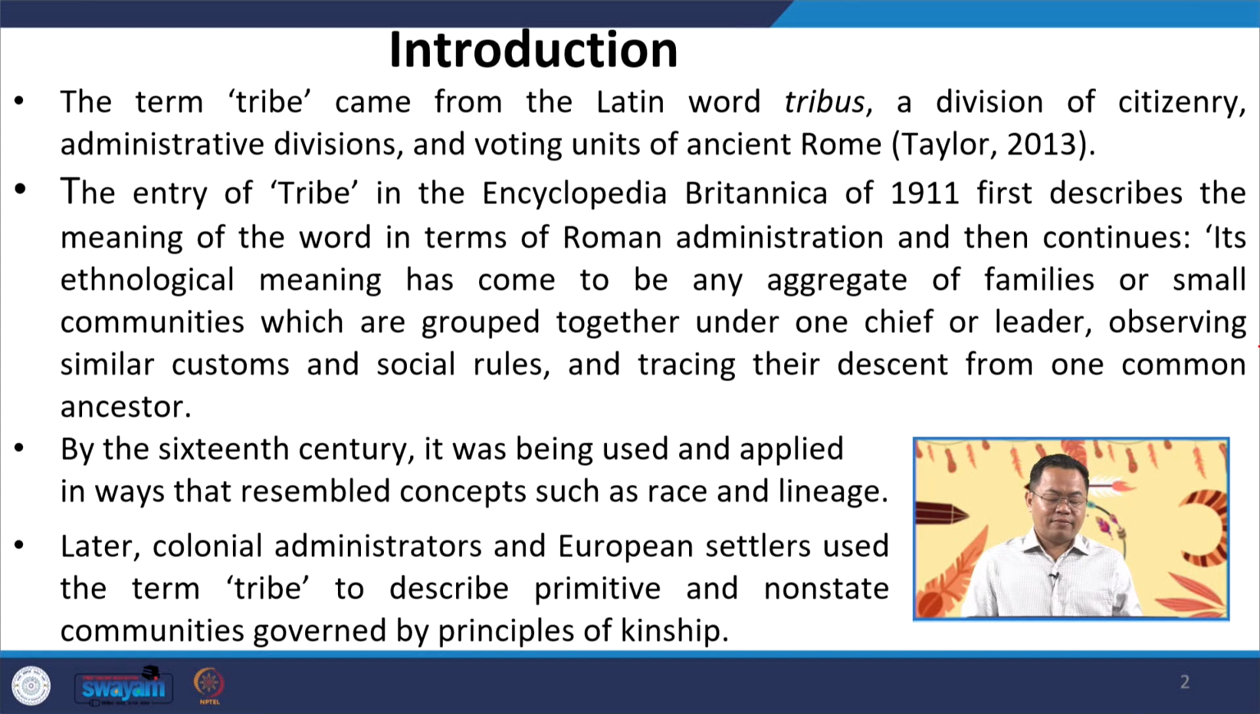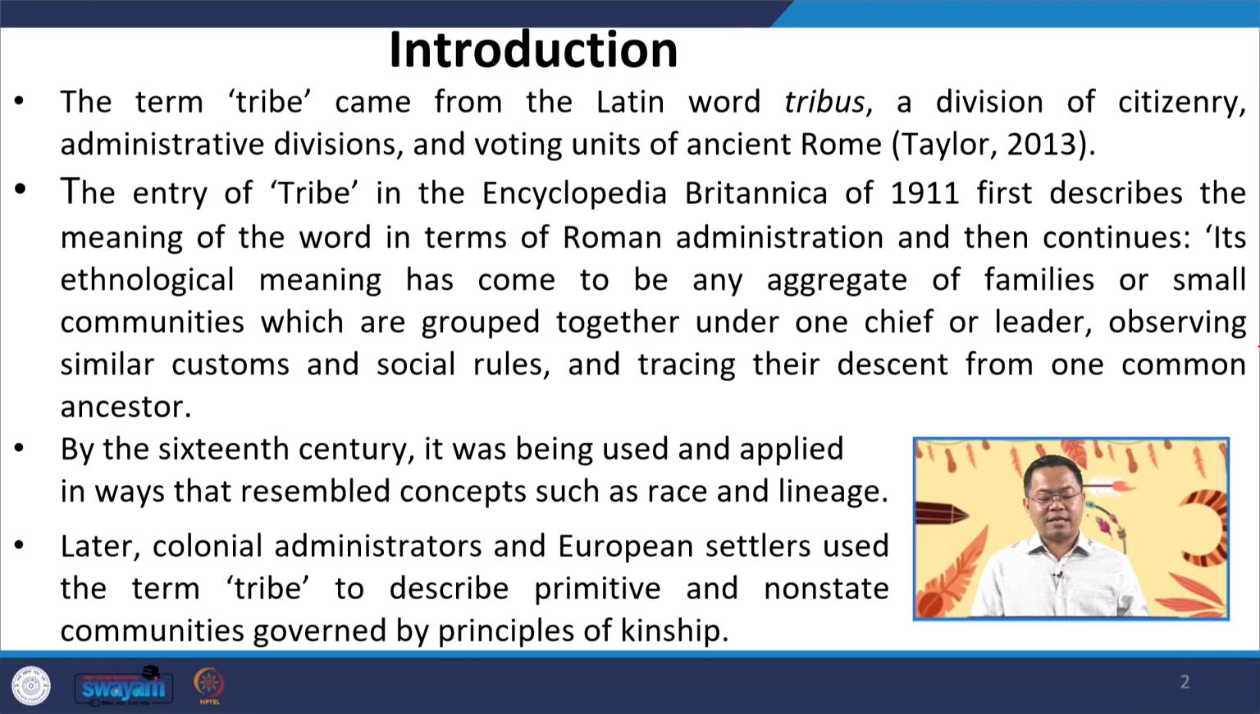A significant landmark was the entry of tribe in the Encyclopedia Britannica of 1911, which first describes the meaning of the word in terms of Roman administration, and it puts, I quote, "its ethnological meaning has come to be any aggregate of families or small communities which are grouped together under one chief or leader, observing similar customs and social rules and tracing their descent from one common ancestor."